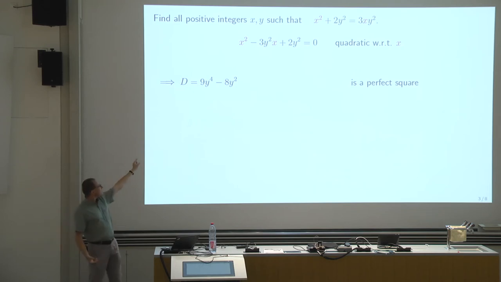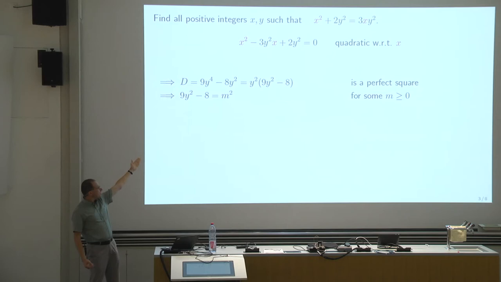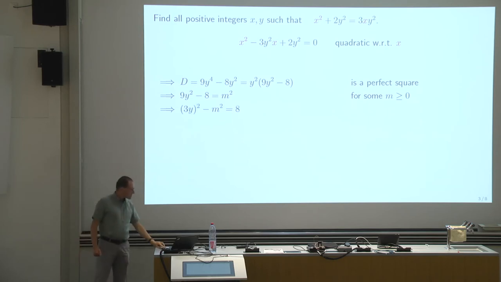Now, it's very convenient. I can factor out a y squared. Now, y squared, the first factor, is already a perfect square. Now, the question is, for which values of y is the second factor a perfect square? Well, it has to be that 9y squared minus 8 is the square of something, m squared for a non-negative m. Now, let's analyze this equation for y and m.